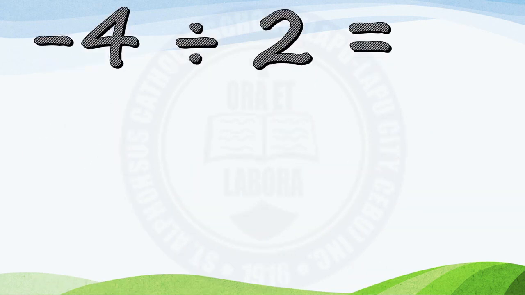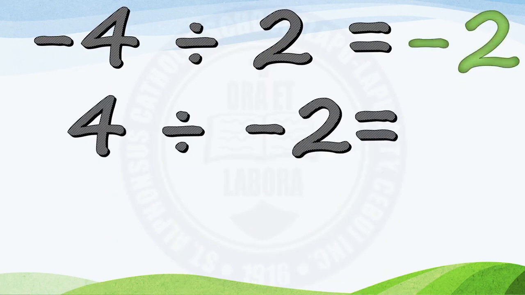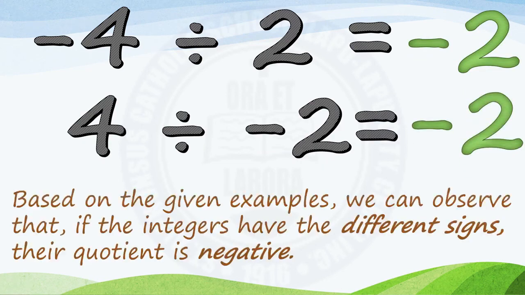Negative 4 divided by 2 is equal to negative 2. 4 divided by negative 2 is equal to negative 2. Based on the given examples, we can observe that if the integers have different signs, your final answer must be negative.